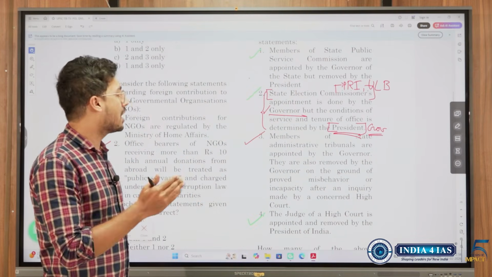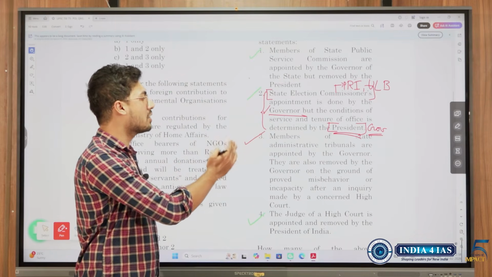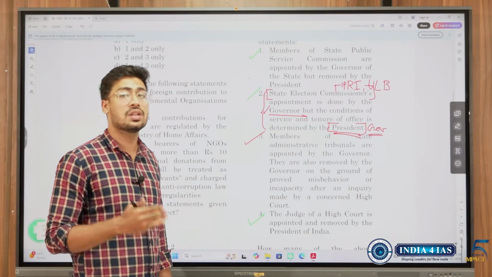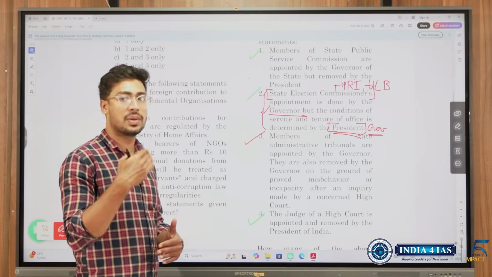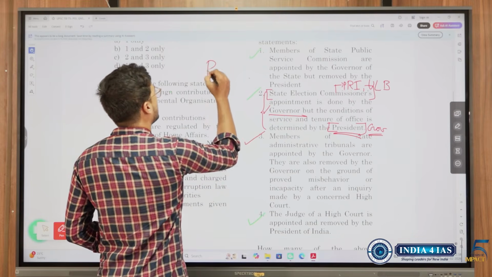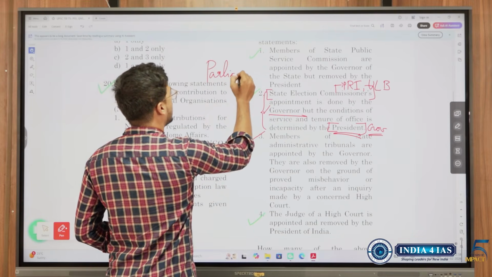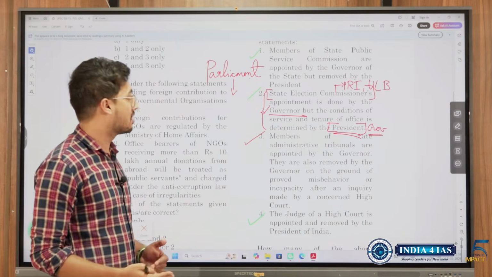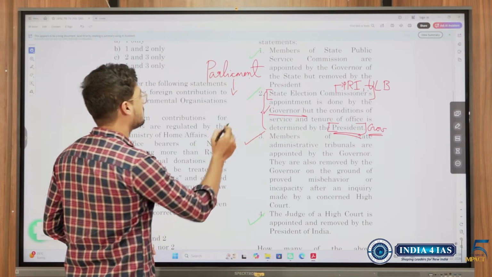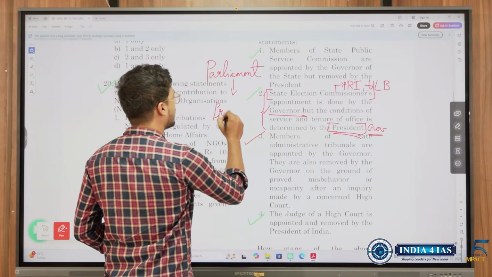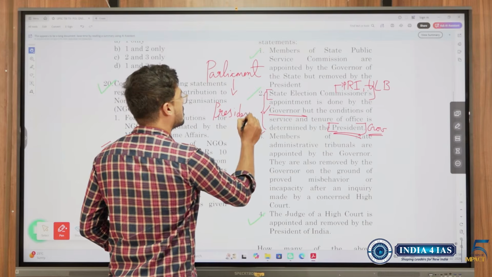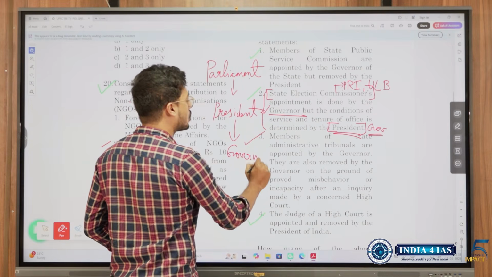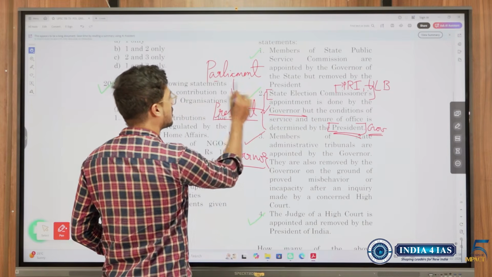For example, even if I have to tell in other ways, conditions of service and tenure of Supreme Court judges, it is determined by the parliament. Most important function, parliament will do it. For example, service and tenure conditions of Supreme Court judges. But if it is of High Court judges, then the president will come. State Election Commissioner, being a lower post, then the governor will come. You can remember it this way so that you don't get confused.